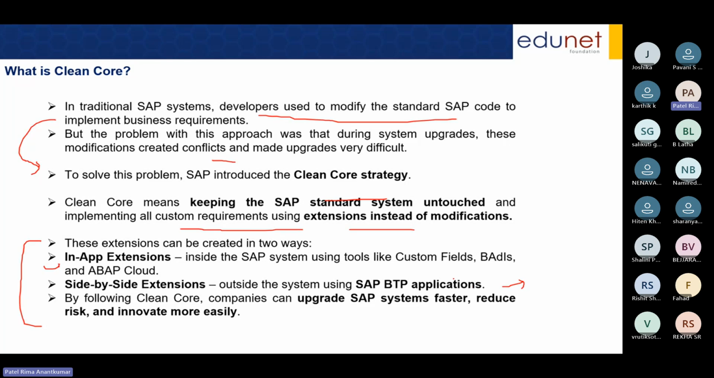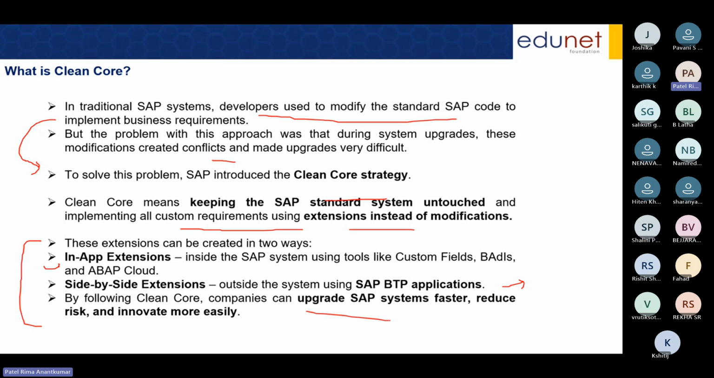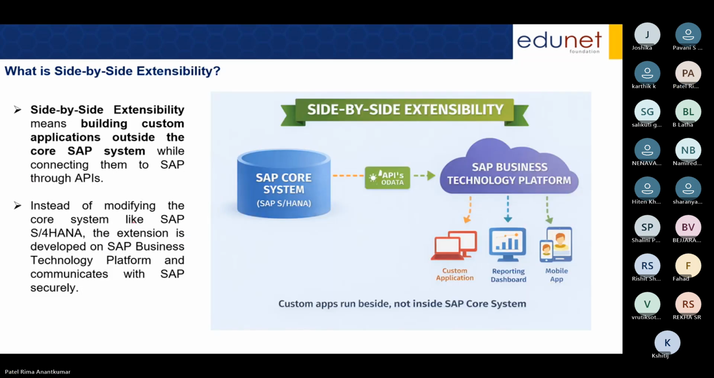Then you have created the service instance. Then you have created the URL for your trial version and downloaded that service key, and then you are using your key to run the ABAP programs in your Eclipse, right? So that is side by side extensions. By following the clean core, companies can upgrade the SAP system faster, reduce the risk and innovate more easily, right? So that is the main aim of the clean core strategy.